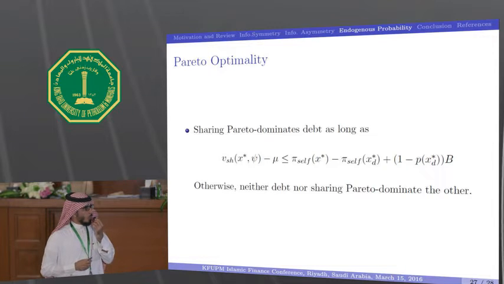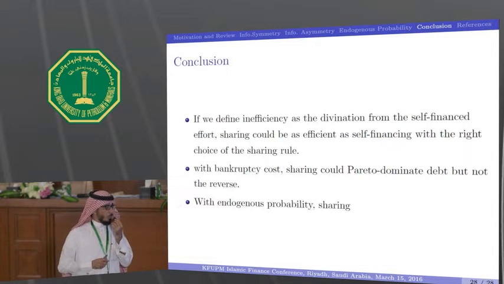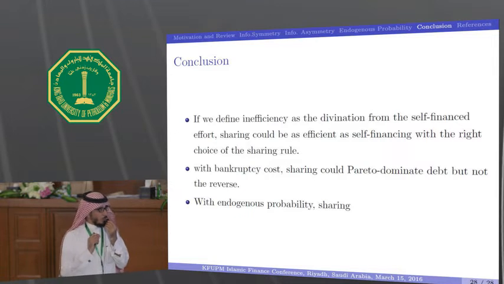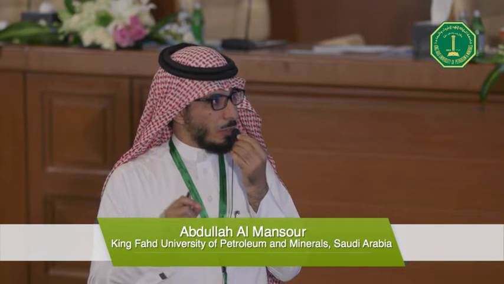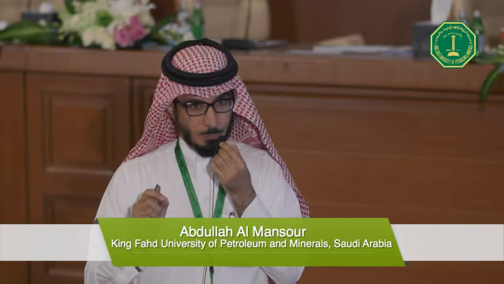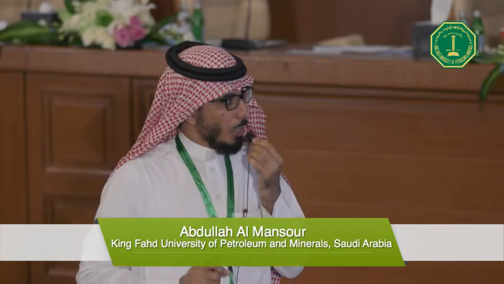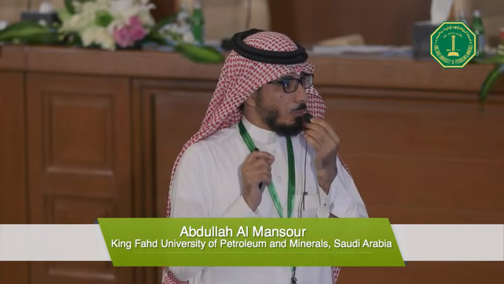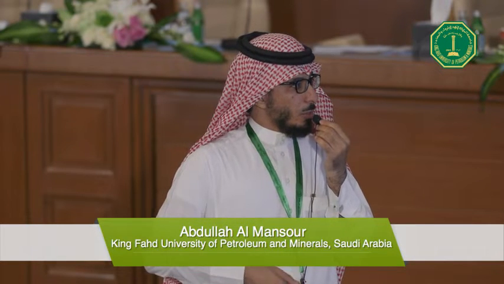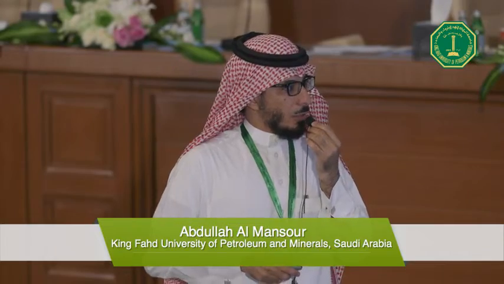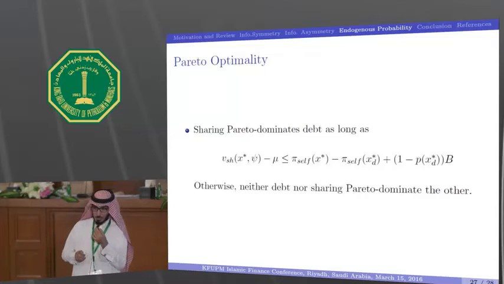So in conclusion, if we define inefficiency as the deviation from the self-financed effort, then we find that sharing could be as efficient as self-financing with the right choice of sharing rule. With bankruptcy cost, sharing could Pareto dominate debt, but not the reverse. With endogenous probability, something is missing here. Sharing is basically, this is the last result, and that's it for my presentation.